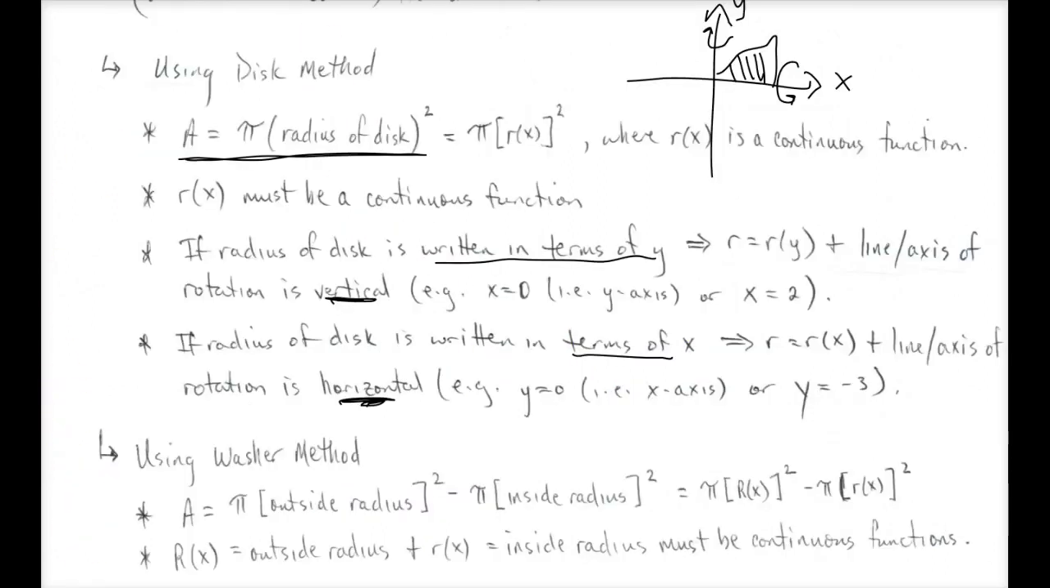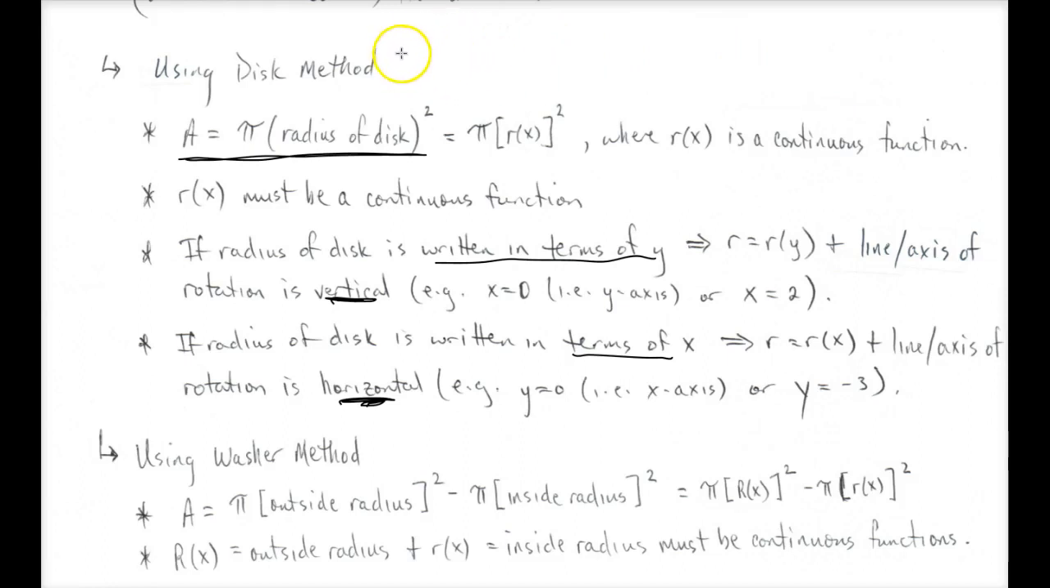If we use the washer method, we'll know we need to use it if we're told that the area is going to be rotated about an axis, but in addition to that, there's going to be a gap between the actual area that we're talking about and the axis of rotation. That's very important to know. So that's one thing I do want to mention here. So I'm going to erase this.